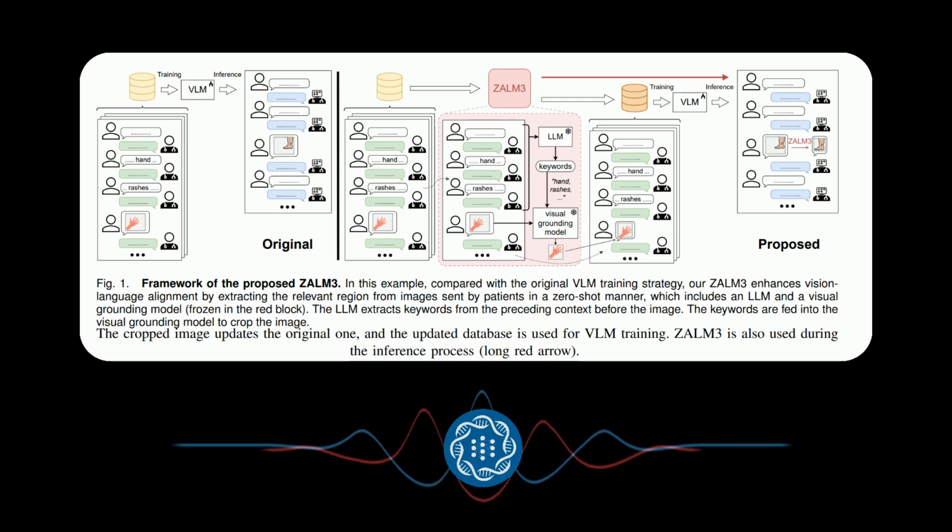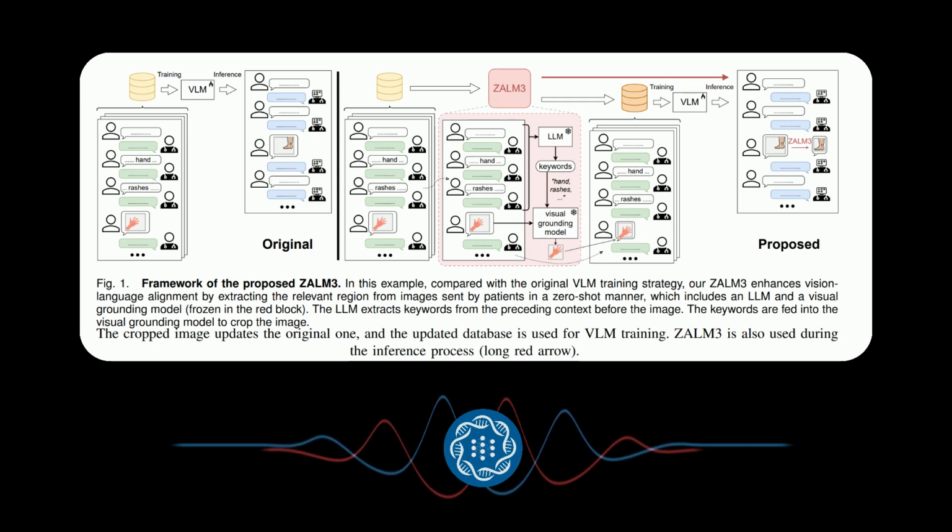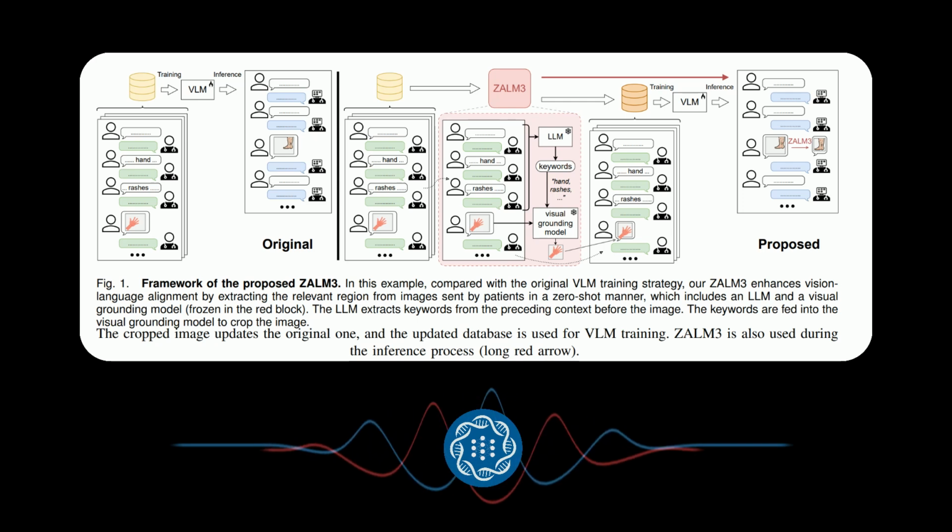They are. So ZLM3 is all about improving the alignment between what the patient is saying in those text messages and what's shown in the images they're sending. So it's like helping the AI to connect the dots between the words and the pictures, even if those pictures aren't exactly high-resolution masterpieces.